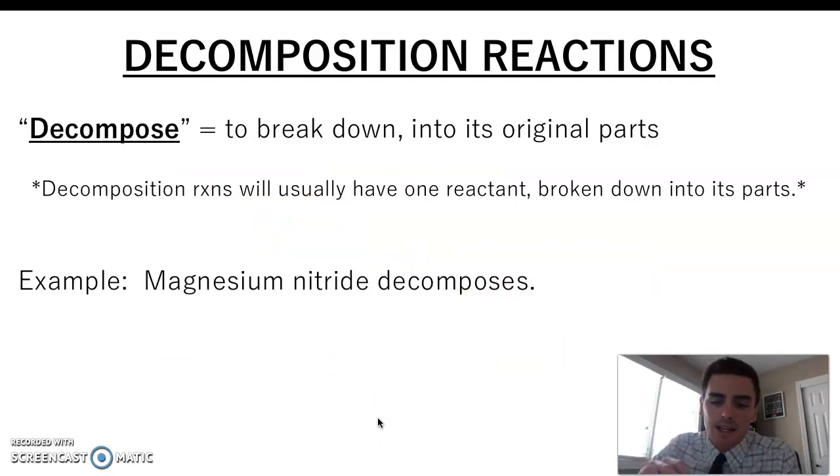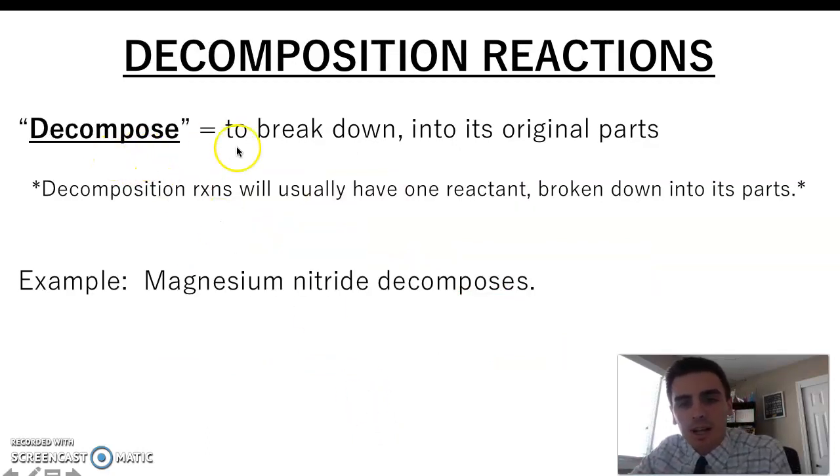On the opposite end of the spectrum, a decomposition reaction is almost the exact opposite. To decompose means to break something down. If I hit a deer on the side of the road, the body decomposes and breaks down into its original parts. Decomposition reactions usually only have one reactant on the left side of the arrow, and it breaks down into many more. So get that piece of paper out and let's do this one together here.